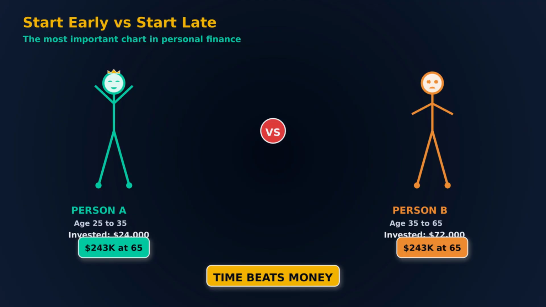That's why the single most important thing you can do for your financial future is start now. Not when you make more money, not when the market looks good. Now.